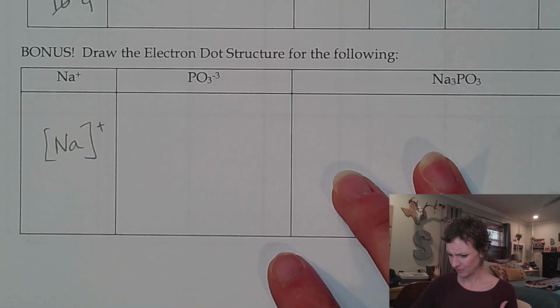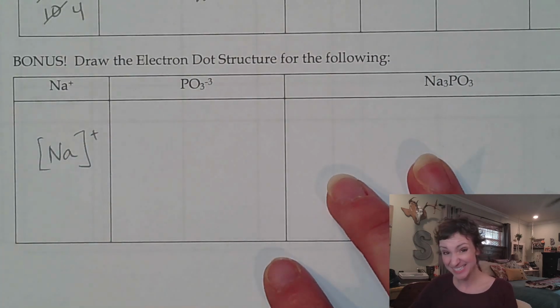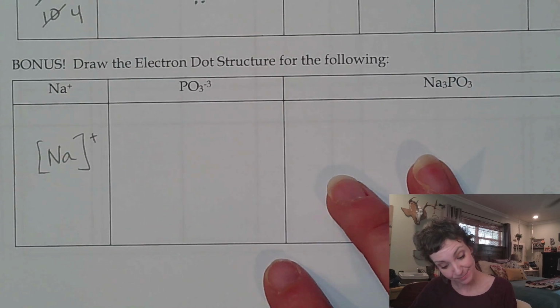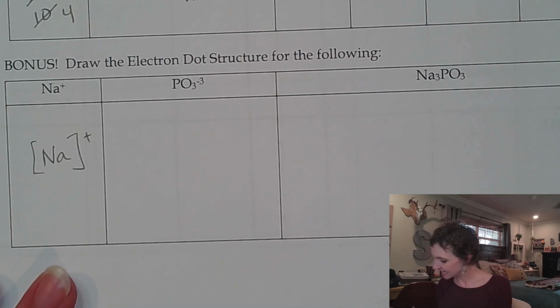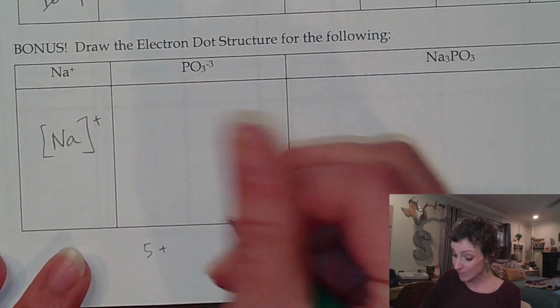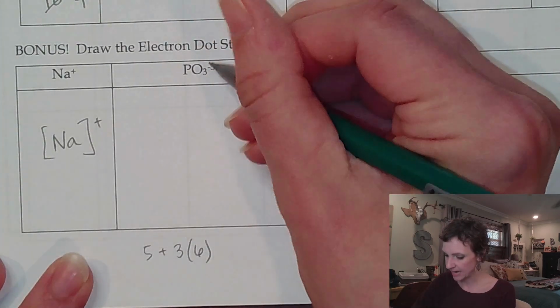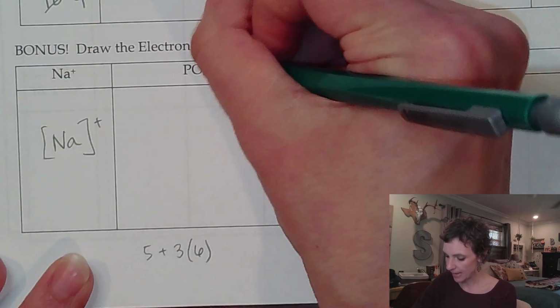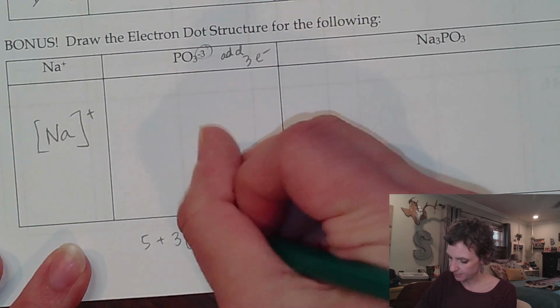And y'all are like, yo, PO3. I just get to draw a Lewis dot structure in this place for him. We love that. Okay, so phosphorus has 5 valence electrons. I'm going to write my valence electrons down here. And I have 3 oxygens, each one with 6. And this -3 tells me to add 3 electrons. So down here, I'm going to say +3.